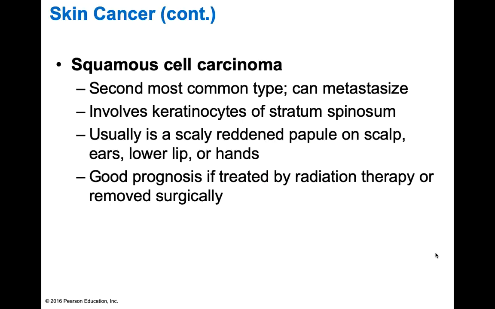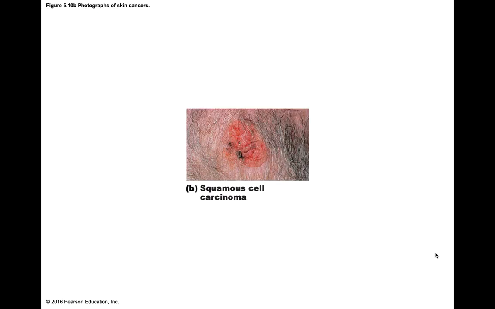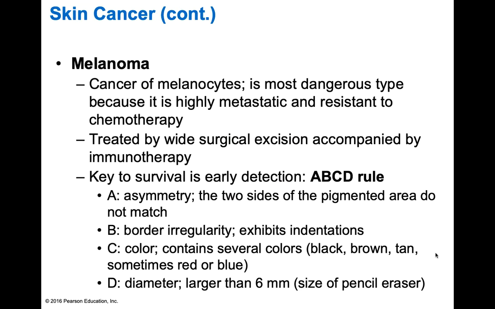Next, we have squamous cell carcinomas. This is the second most common type and can metastasize, so it's a little bit more dangerous. It involves keratinocytes of the stratum spinosum, and usually it's a scaly, reddened papule on the scalp, the ears, the lower lips, hands, places that are obviously in the sun a lot. It has a pretty good prognosis overall if treated by radiation therapy or removed surgically. And here's an example of what a squamous cell carcinoma could look like.